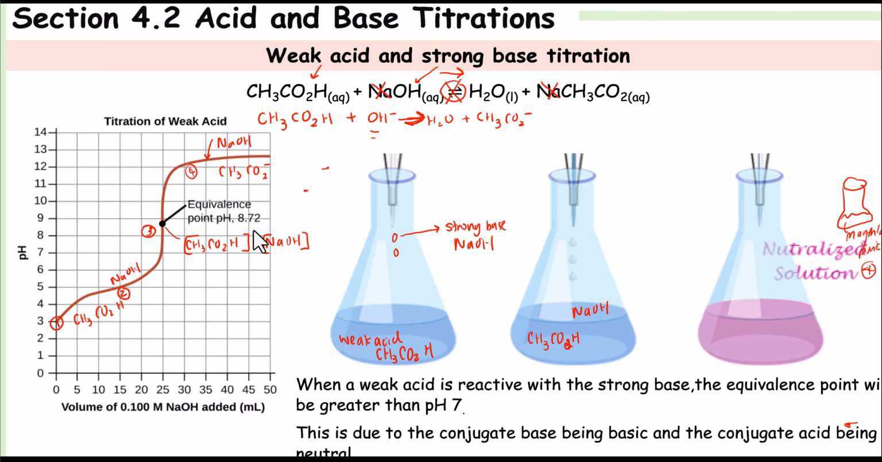And the reason why is because the conjugate base of the acid, which is this one right here, is basic. And so therefore, it is considered to be more basic, okay? This is due to the conjugate base being basic and the conjugate acid being neutral. So the conjugate acid, which is the water, is neutral, whereas the conjugate base is slightly basic. So this basicity contributes to the pH, and so therefore the pH is a little higher.